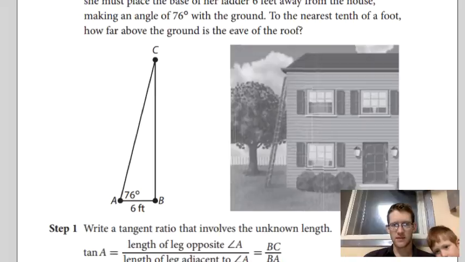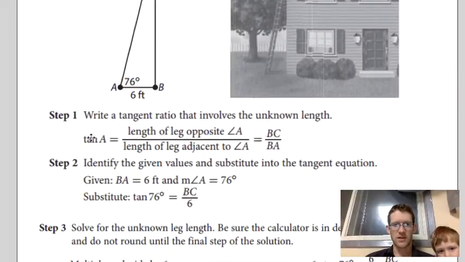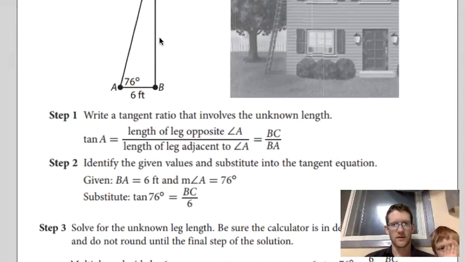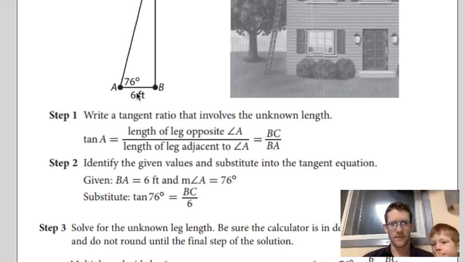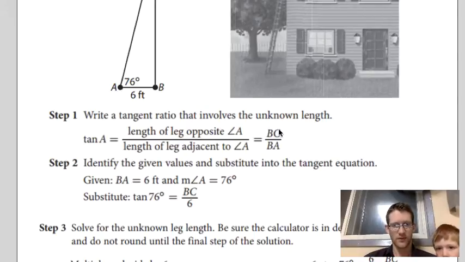And we can set this up by saying that the tangent of angle A is equal to the length of the leg opposite over the length adjacent. So tangent of angle A is opposite over adjacent. In this case, it's BC over BA. And we know 3 of these values, and once we know all but 1 value in an equation, we can just solve for it, right?